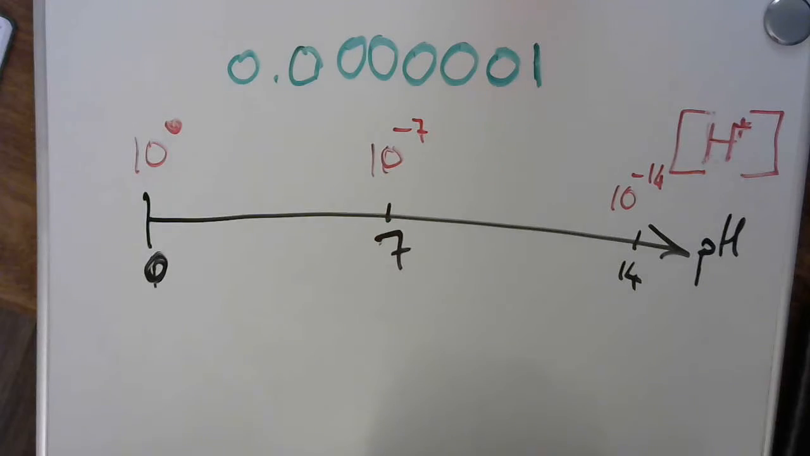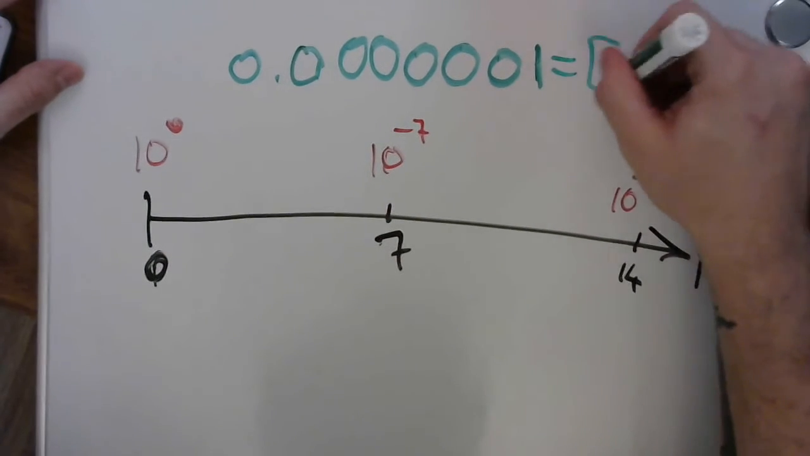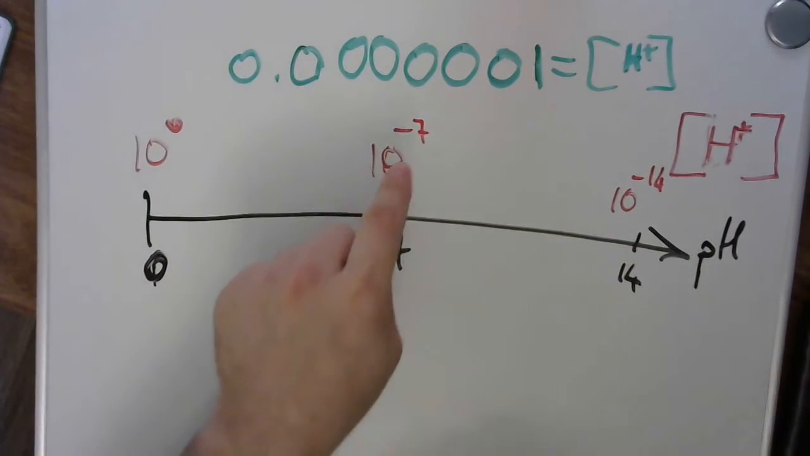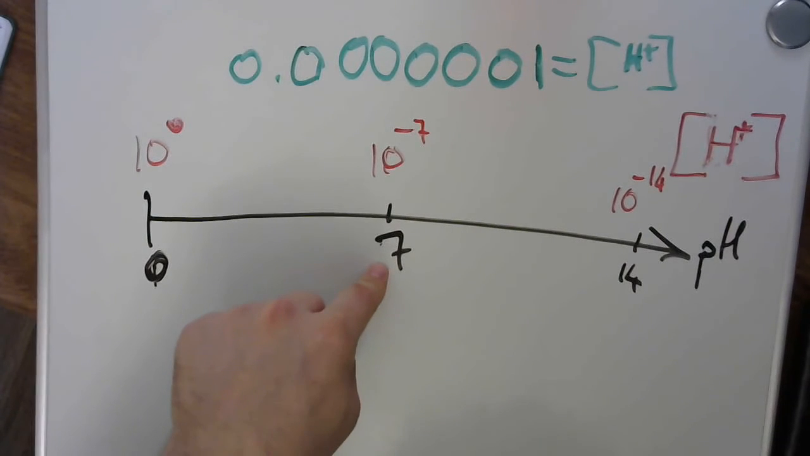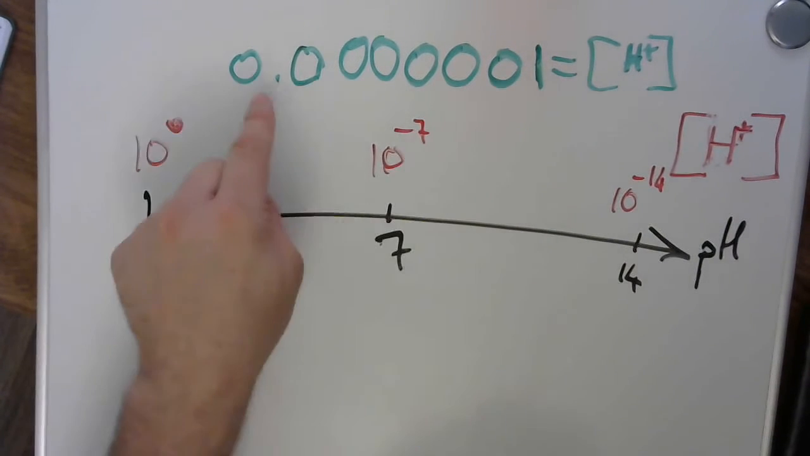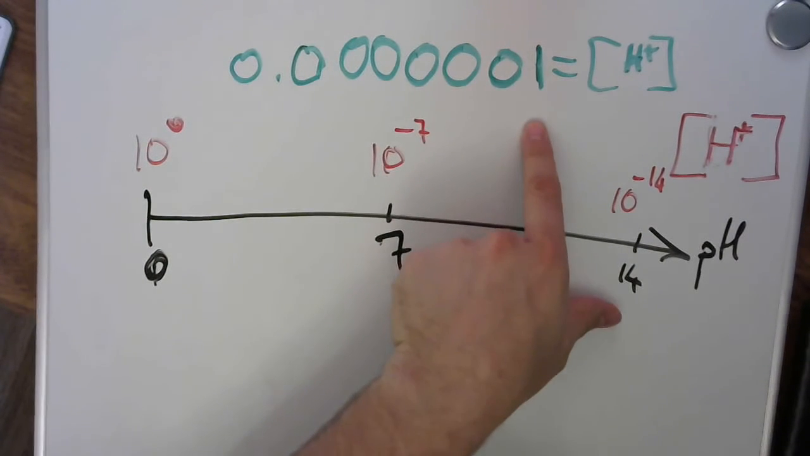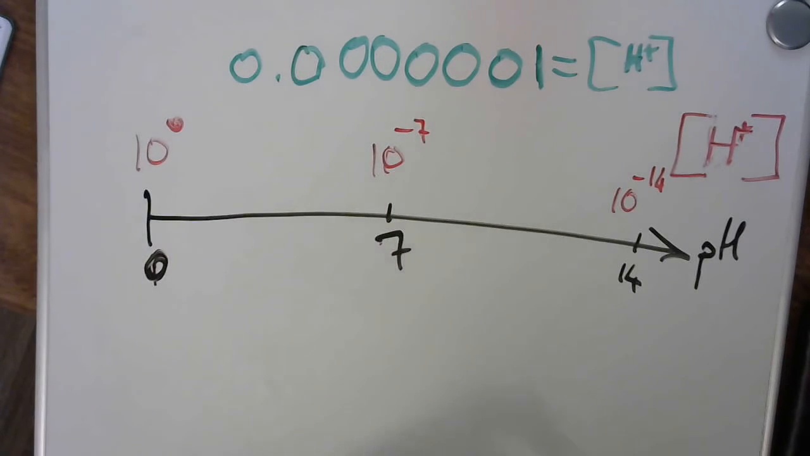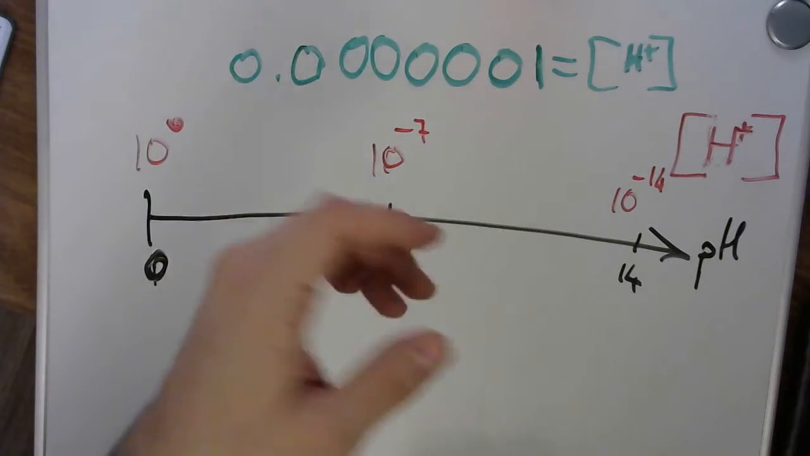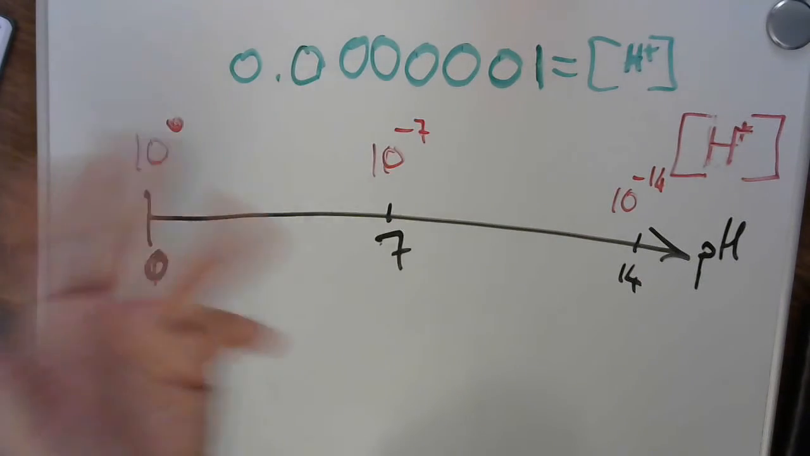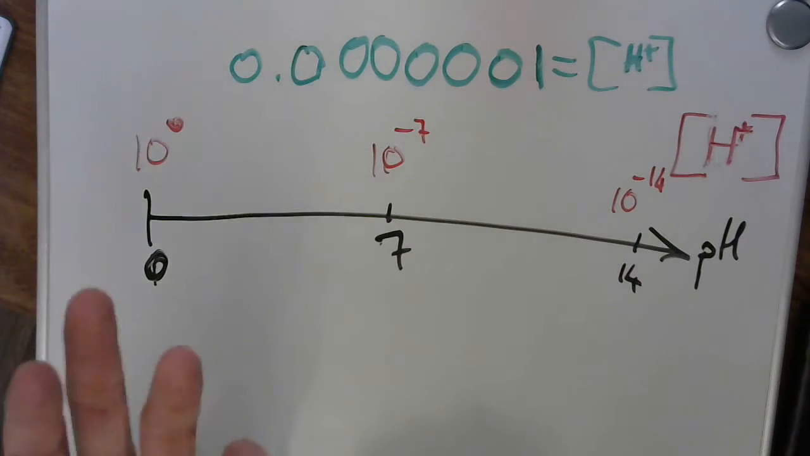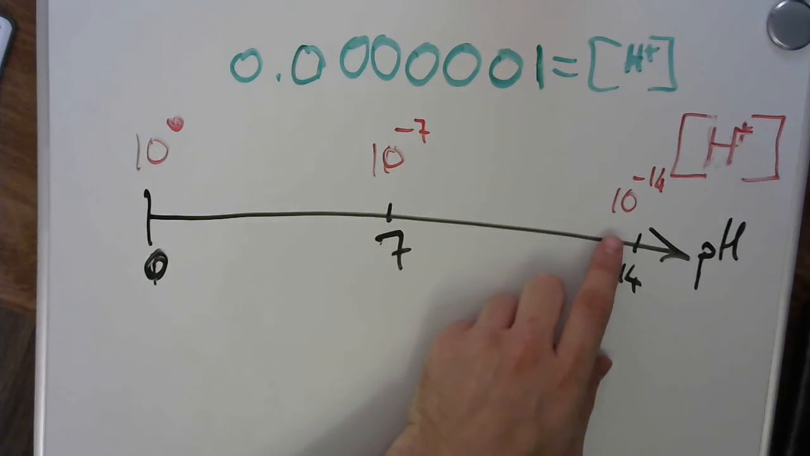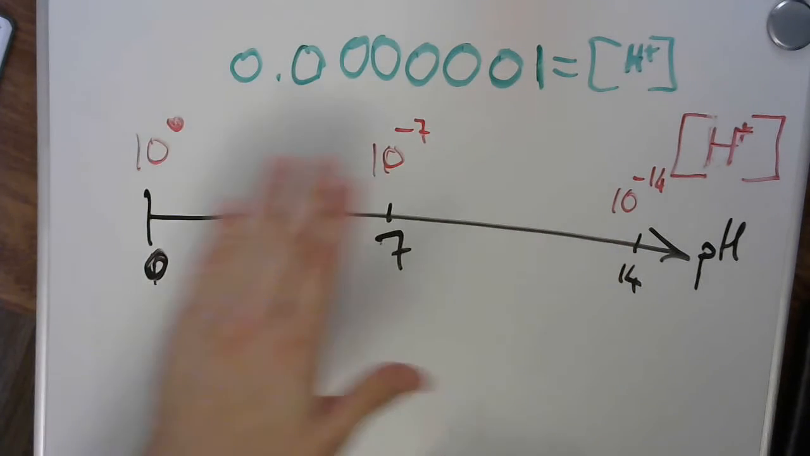So that's the actual number that is equal to the concentration of H plus protons. That means a solution that has a pH of 7 has 0.0000001 proton. What does that mean? That means it's 1 in 10 to the power 7 of a molecule. So for each 10 million molecules, you have one proton. But you get the idea. It's a really small concentration, right?